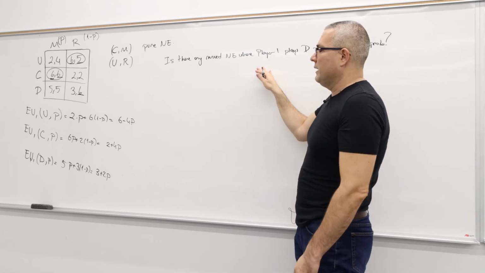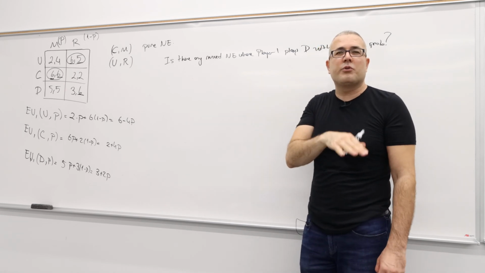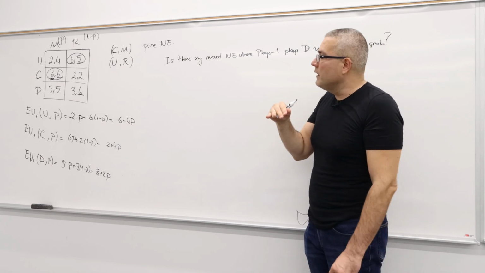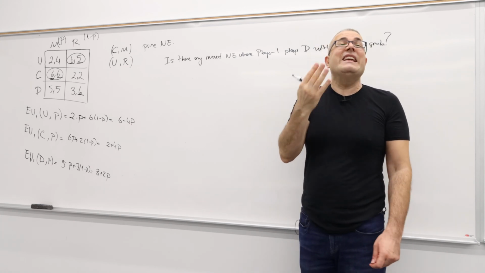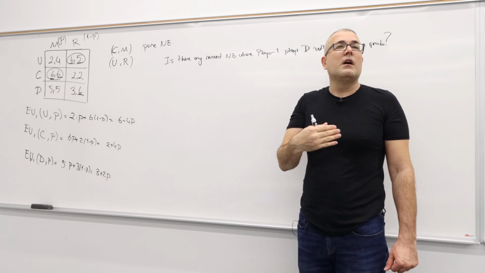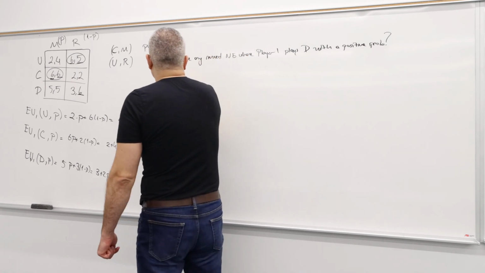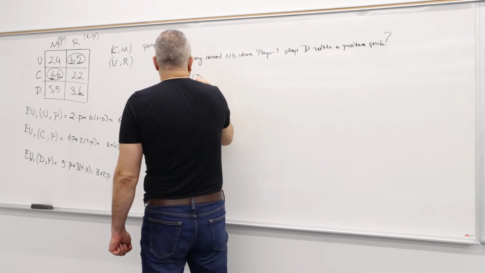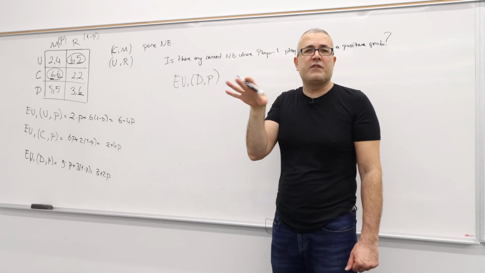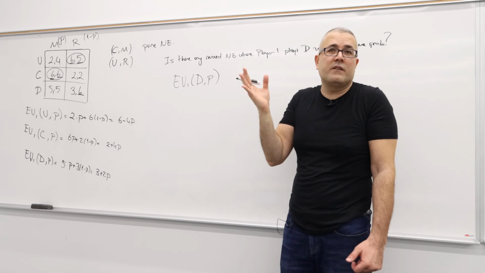Well, what does that mean, having a Nash equilibrium where D is played with a positive probability? It means D is going to be a best response for player 1, right? So best response means what? The expected payoff of player 1 when he plays D, remember his opponent is randomizing with probability P, which we don't know what it is yet.